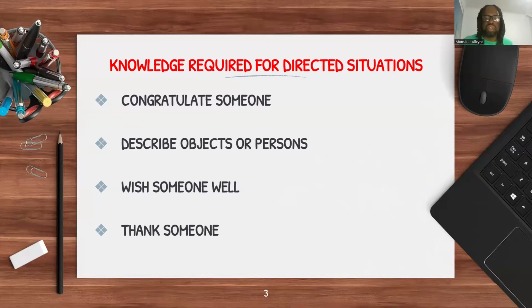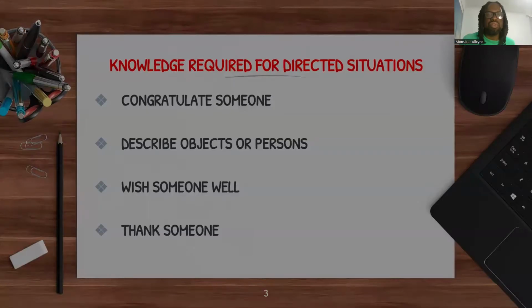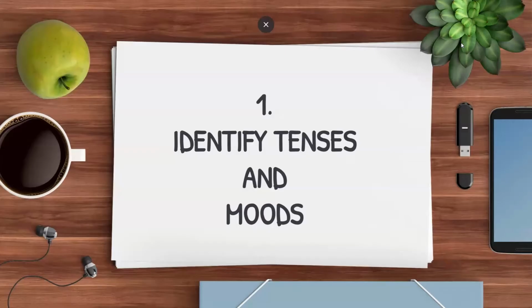Okay? Let's continue. So we're now going to go through all of these one by one. But as this list is a bit long, we're going to break down the lesson in 4 components. So this is going to be part 1. Let's continue. First, we are going to look at identify tenses and moods.